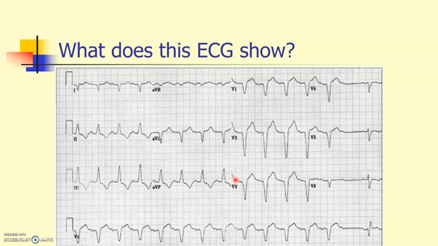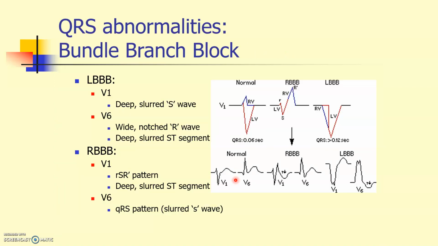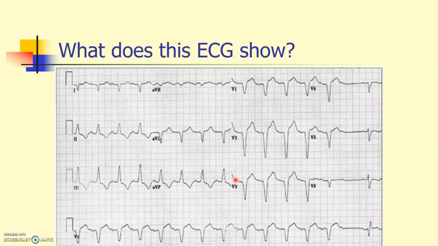So this is a broad complex QRS, and if you look at the ventricular precordial leads, you will see that what you have is a deep slurred S wave in V1, and you're not seeing much of V4, 5, and 6, but if you will, you would be able to make out an RSR pattern.